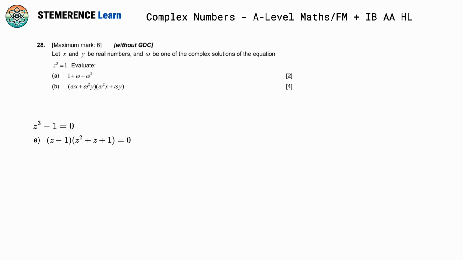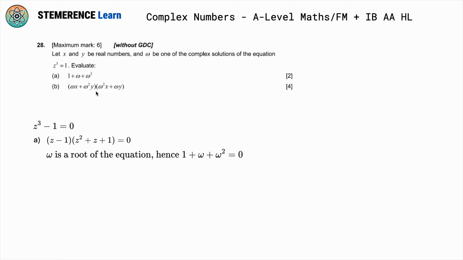If we look at part A, you can see that omega is a root of the equation, because if we plug in omega here, we get omega squared plus omega plus 1, which gives us 0 because of the factorization. Hence, because omega is a root of the equation, 1 plus omega plus omega squared equals 0. That's 2 marks.